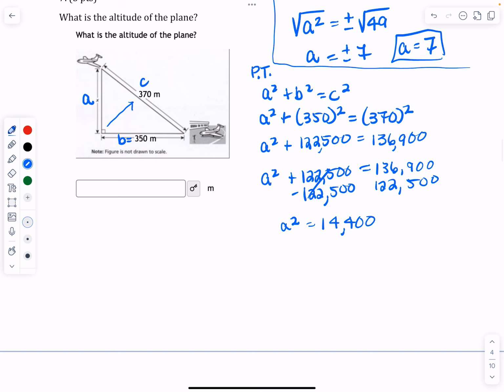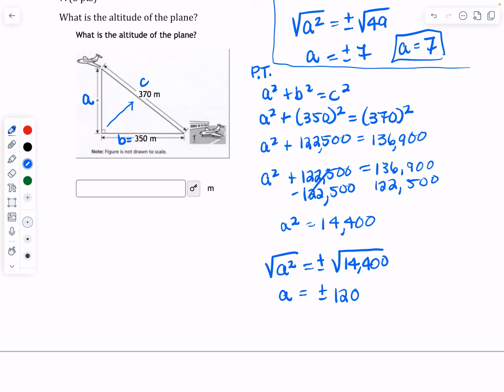Now I have to get rid of A squared. To get A by itself, I'm going to have to take the square root. Again, when you use the square root property, you have plus or minus on the other side. So now I'm going to take the square root of that value, and when I do that, I get 120. So A equals plus or minus 120. Because we're talking about the length or the altitude, it has to be positive. So 120 meters would be the answer.